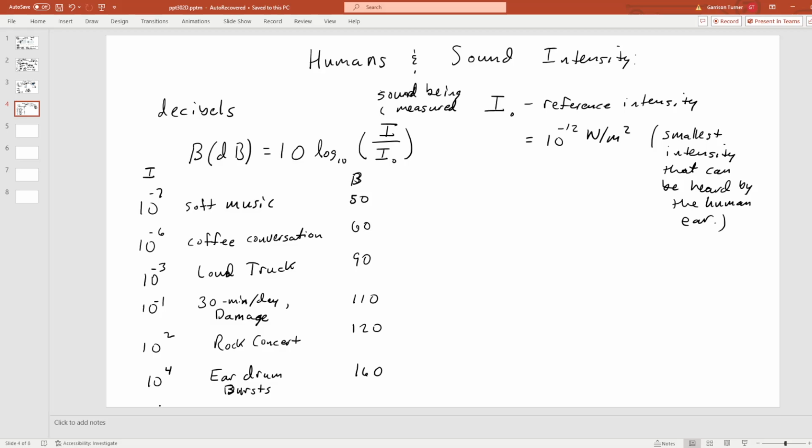Okay, so let's actually do a calculation. Let's do this loud truck calculation, and calculate the decibel level from that if we use the intensity of 10 to the negative 3.